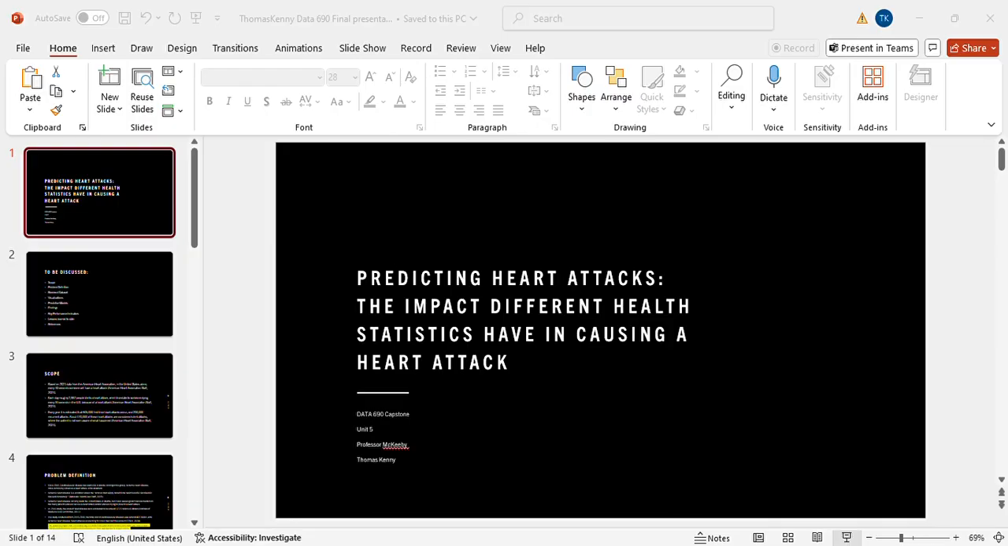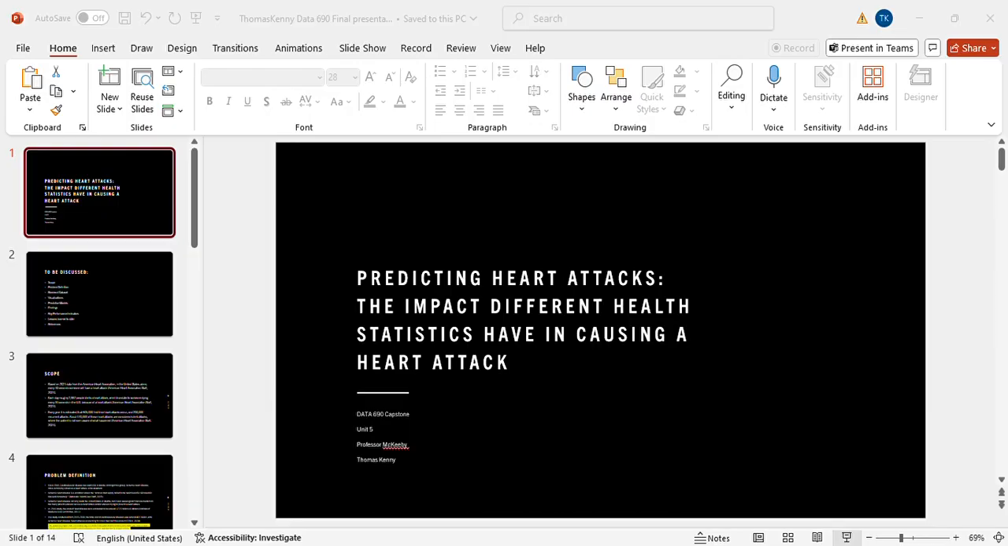Okay, the first visualization we have here is a 3D scatter plot. On the x-axis we have education level. On the y-axis we have employment status. The stress level variable is on the z-axis, and the color of the different points in the graph is based on the outcome variable.